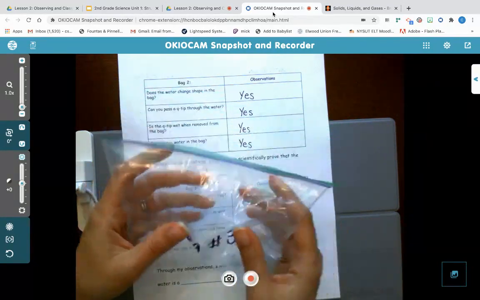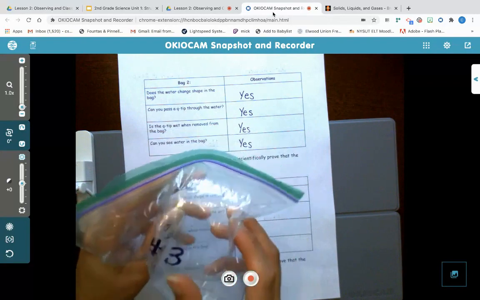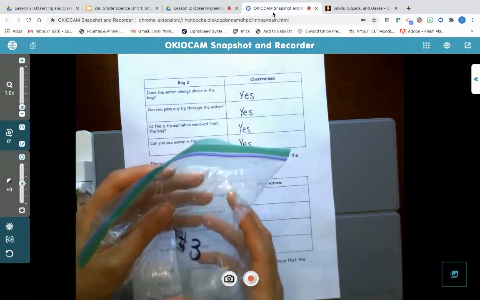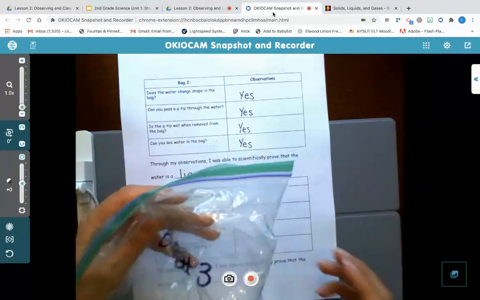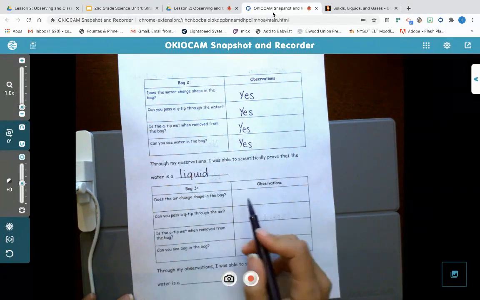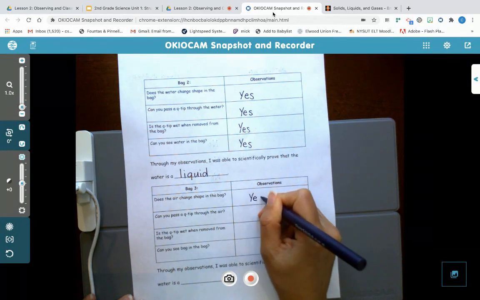But does the air change shape? So as I squish it, is the air moving around? Yeah. Would it do that if it was a solid? No, it wouldn't. So does the air change shape in the bag? Write the word yes.